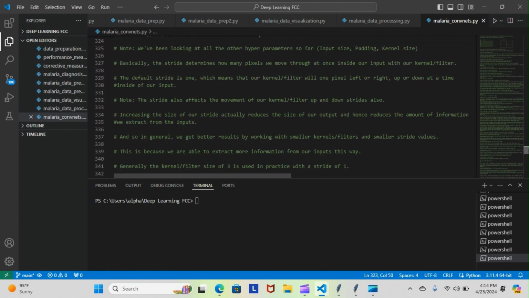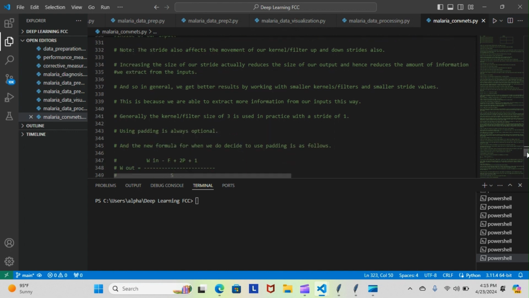All right, the default stride is 1, which means that our kernel filter will move 1 pixel left or right, up or down at a time inside of our input, like I just explained. The stride also affects the movement of our kernel filter up and down. Increasing the size of our stride reduces the size of our output and hence reduces the amount of information we extract from the inputs.